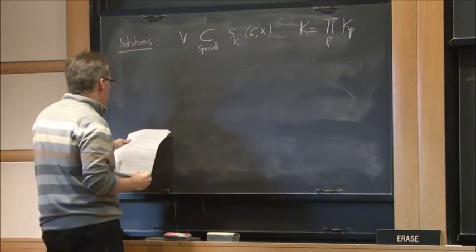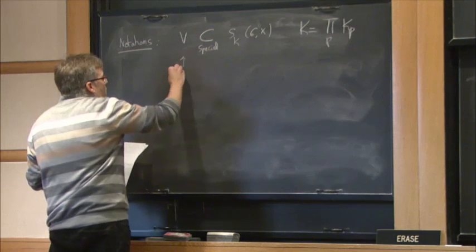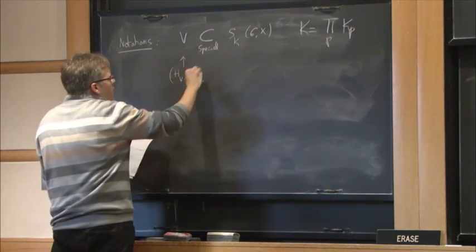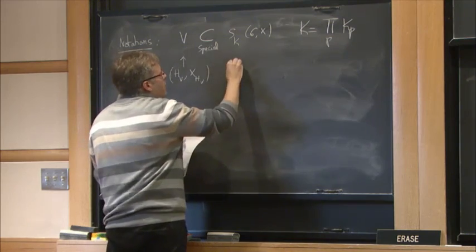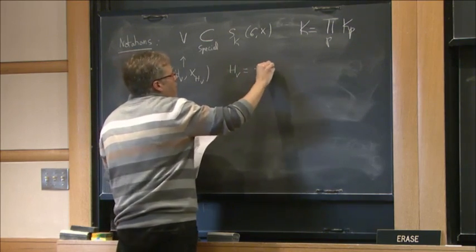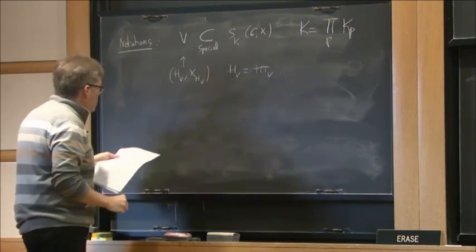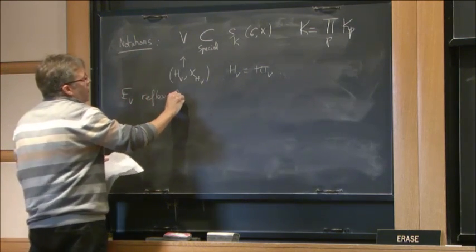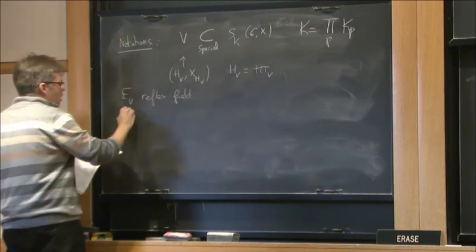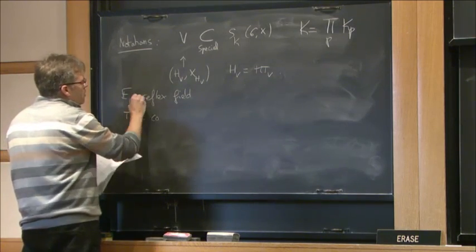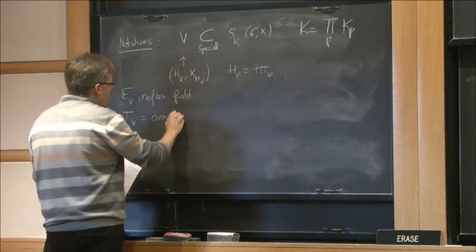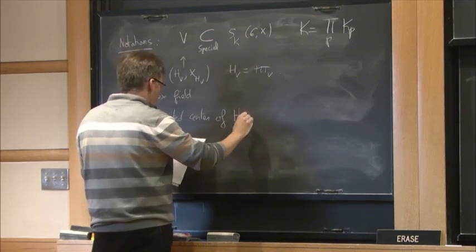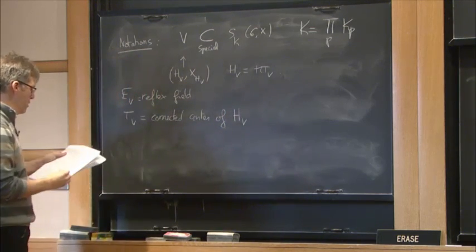because of the definition itself of special. So it will be associated to some Shimura datum (H_V, X_V), where H_V is the adjoint Mumford-Tate group of V. Then I will call E_V the reflex field of this Shimura datum. T_V will be the connected center of H_V. So possibly this is a trivial torus.